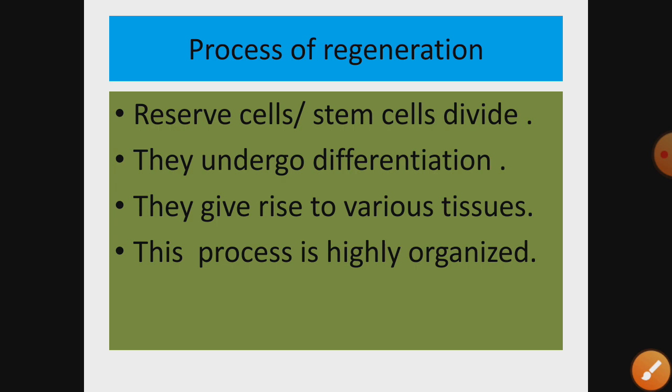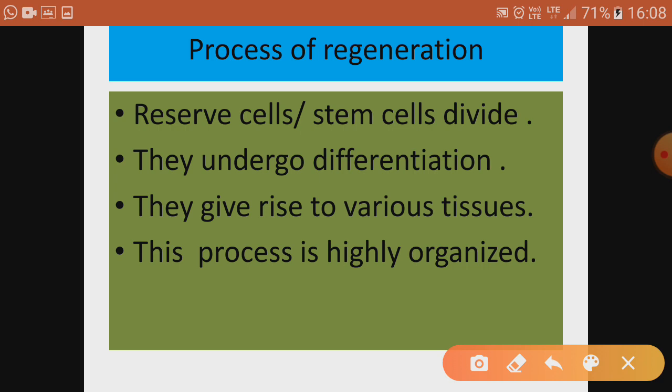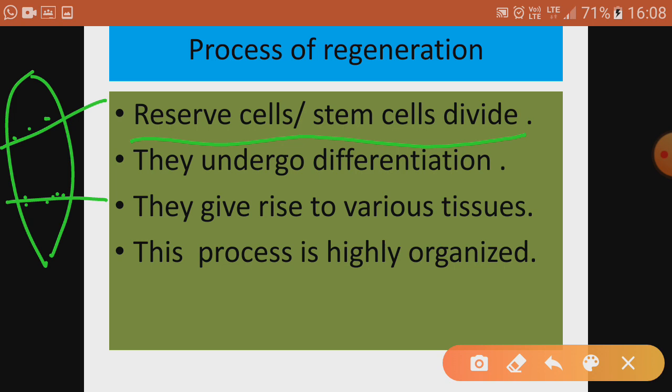Now, what is the process of regeneration? Actually, what happens is that when the body of the planaria is cut into pieces, some reserve cells are there. These reserve cells or stem cells start dividing and they undergo differentiation. Differentiation means they undergo maturity and give rise to various tissues. This process is highly organized. Step by step it happens.